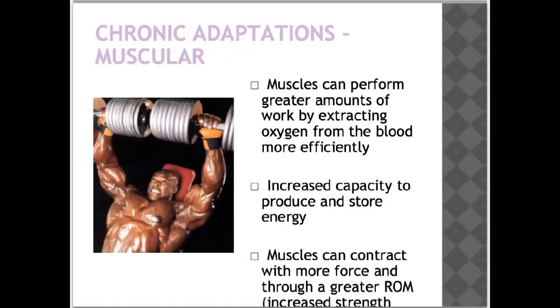Moving on to chronic adaptations now. In the muscular system, muscles can perform greater amounts of work by extracting oxygen from the blood more efficiently, increased capacity to produce and store energy. Muscles can contract with more force and through a greater range of motion. Increases in muscle fiber size, otherwise known as hypertrophy. The last item in the slide there seems to be cut off. Apologies for that.